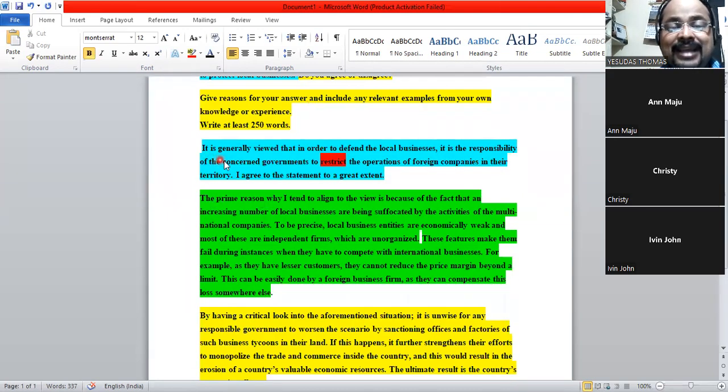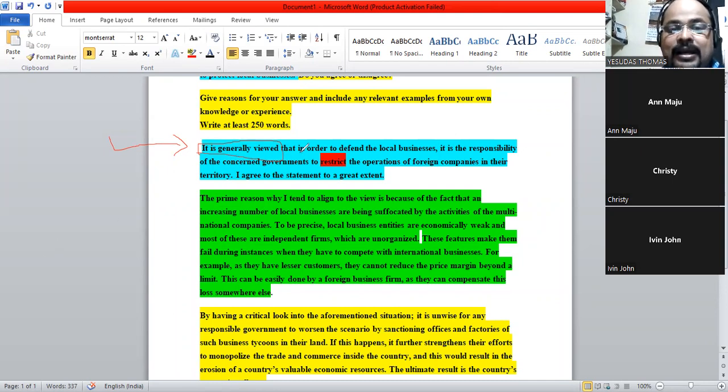Now, it is generally viewed. So you can see the opening phrase, it is generally viewed. So you can see this phrase, usually we use this phrase to open the essay. We use different types of opening phrases like nowadays, today, in the present scenario. All these things can be used to open the essay. So this is the appropriate phrase which I find suitable for the situation. And that's the reason why I have used this particular phrase in this particular essay.